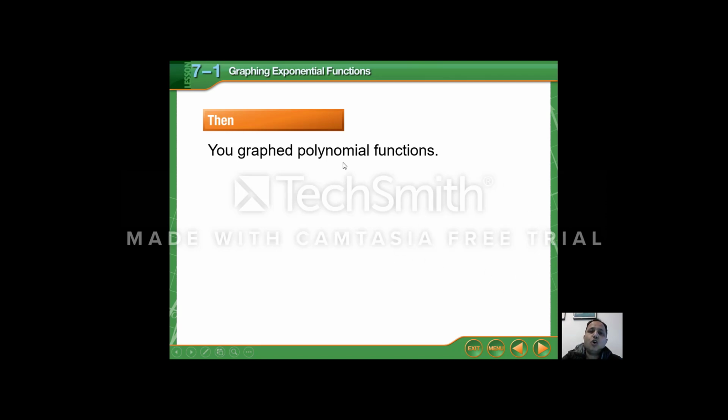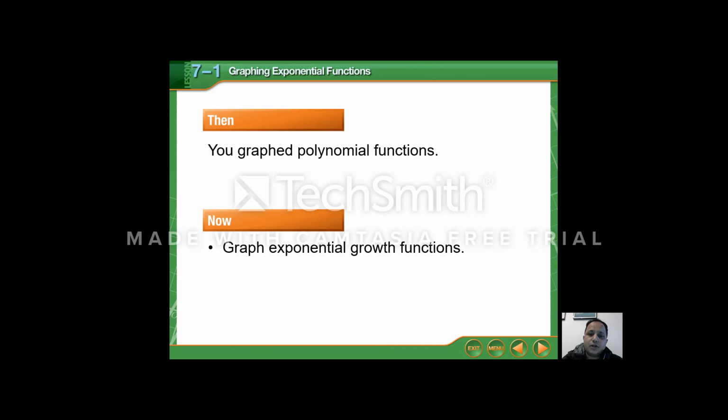And if you have an odd power and a positive leading coefficient, you have right upward and left down. Similarly, if you have a negative leading coefficient, it is left up, right down. In today's class, we are going to talk about the graph of exponential growth functions and the graph of exponential decay functions.